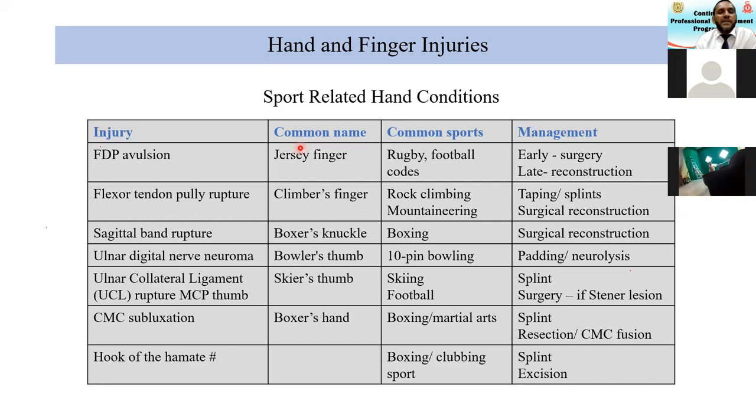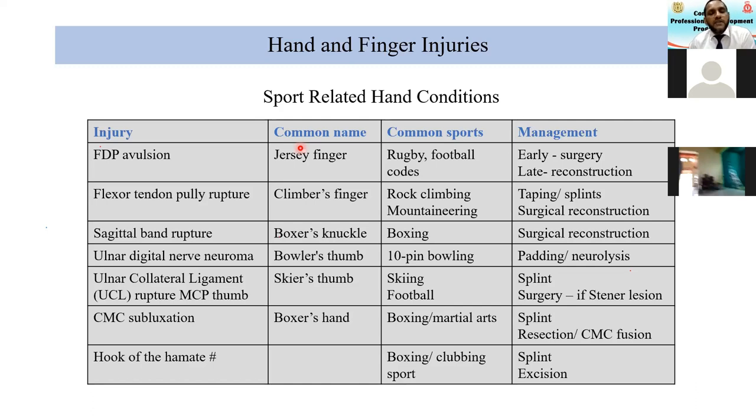Sagittal band rupture. This is a boxer's knuckle. The sagittal band at the metacarpophalangeal joint can rupture, commonly at the second and third fingers, which need surgical support and reconstruction in boxing. Ulnar digital nerve neuroma is a bowler's neuroma, where the ten-pin bowling people get this repetitive movement, which can lead to traction and neuroma of the ulnar digital nerve.